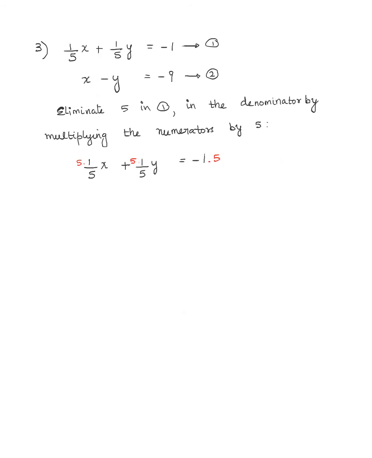So now what happens? The 5 cancels out. So I get x plus y equal to -5. And bring the second equation down here because we are going to solve. So this makes it easier for us. So when I add these two equations, this y gets canceled out. So I get 2x equals -14.